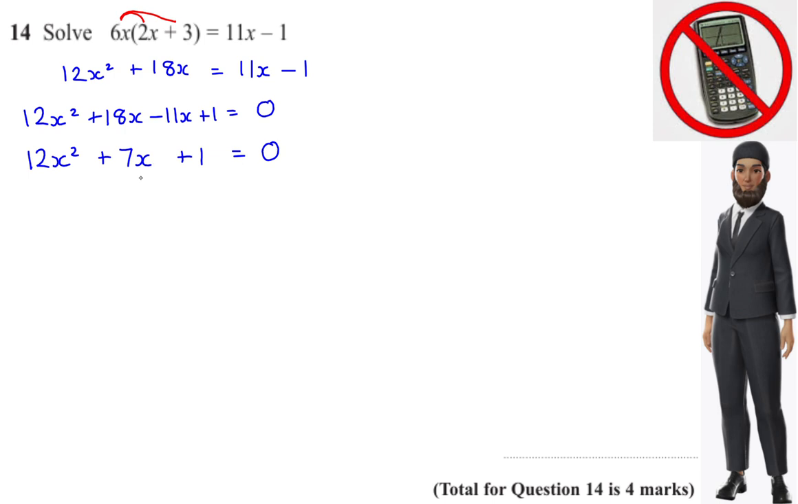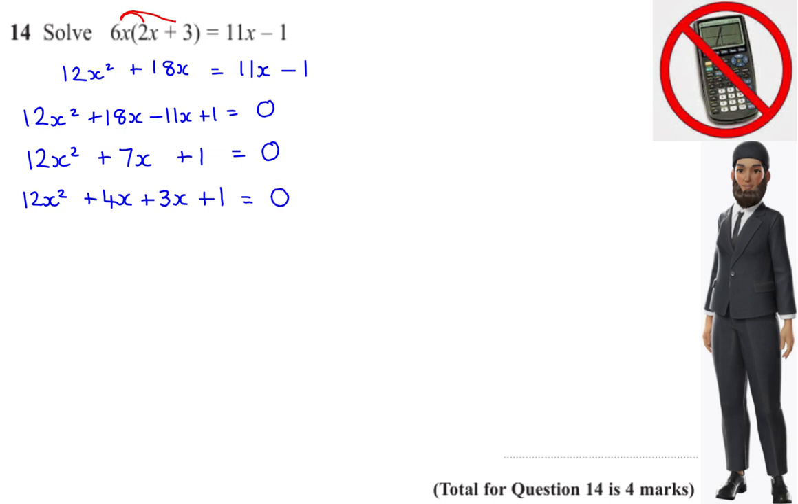What we're going to do, we're going to break this down. I'm looking for two numbers that multiply to give me 1 times 12, which is 12, but they add to give me a plus 7. Okay, so that therefore is going to become, we write it down, 12x squared plus 4x plus 3x plus 1, because 4 times 3 is 12, and 4 plus 3 gives me plus 7. So that definitely works, that combination.